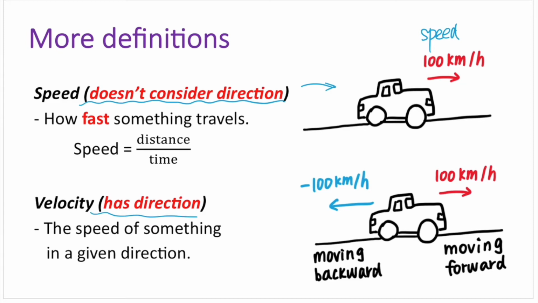Velocity has direction, and the definition of velocity is the speed of something in a given direction. So we do care about direction when it comes to velocity. Again, if you look at the picture here, if this car is moving forward, then we say that the velocity of it is 100 kilometers per hour. It's positive. I should probably specify that it's positive. If this car is moving forward, then the velocity is positive 100 kilometers per hour. If the car is moving backward, then we say that the velocity is negative 100 kilometers per hour, because for velocity, we do care about the direction.